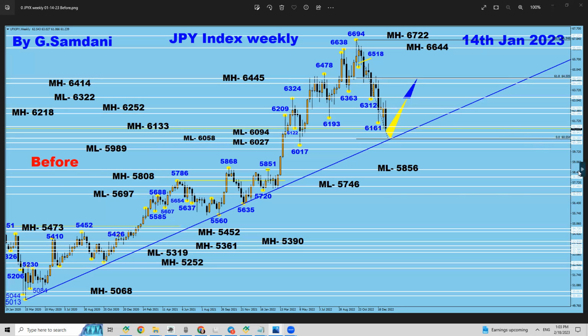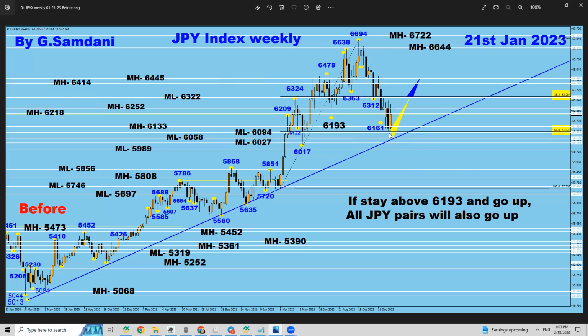So what happened to this chart? Let's take a look. It went up, right? New candle here. And I said that if we stay above this and go up, all yen pairs will also go up. That's the idea. When the yen index goes up, yen gets weaker, and yen is always on the right hand side. So every single pair involving yen will go up with that, right?